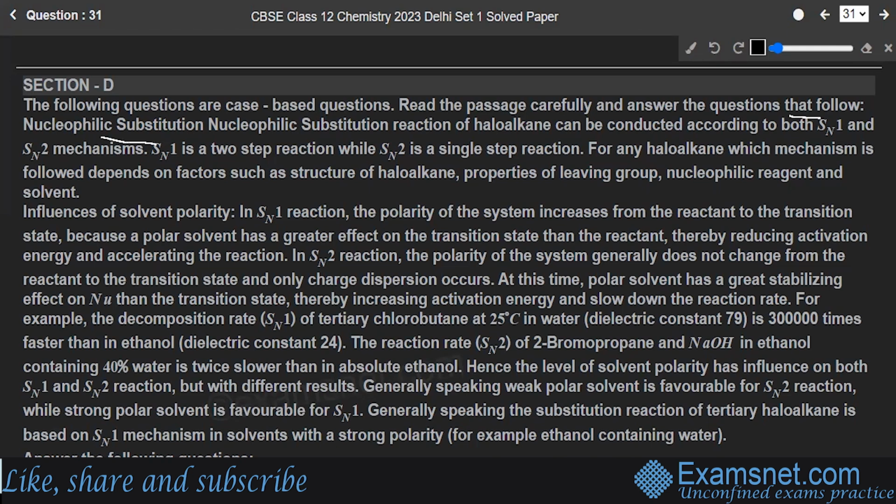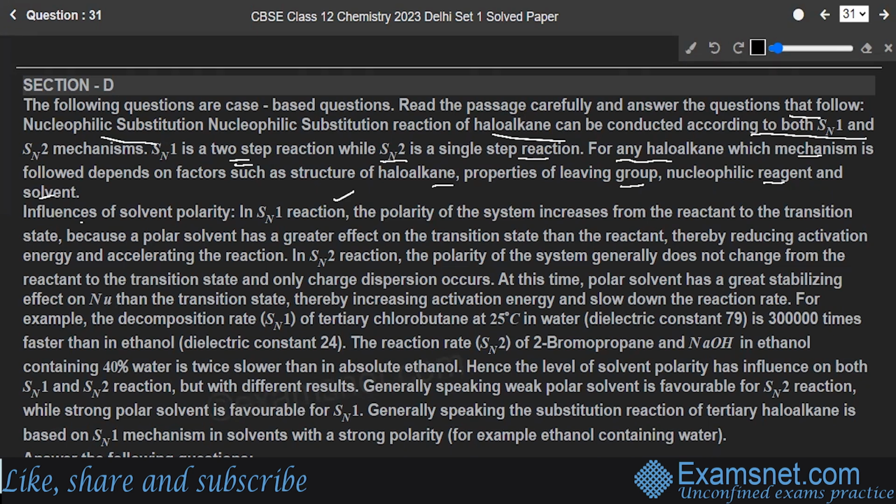Nucleophilic substitution reaction of haloalkane can be conducted according to both SN1 and SN2 mechanisms. SN1 is a two-step reaction, while SN2 is a single-step reaction. For any haloalkane, which mechanism is followed depends on factors such as structure of haloalkane, properties of the leaving group, nucleophilic reagent, and solvent. Influences of the solvent polarity in SN reaction.